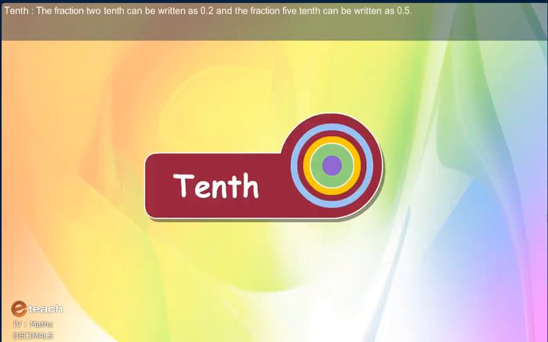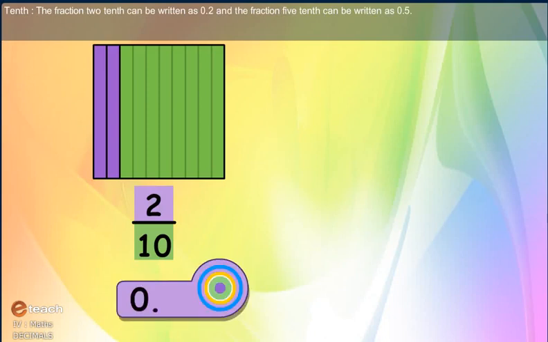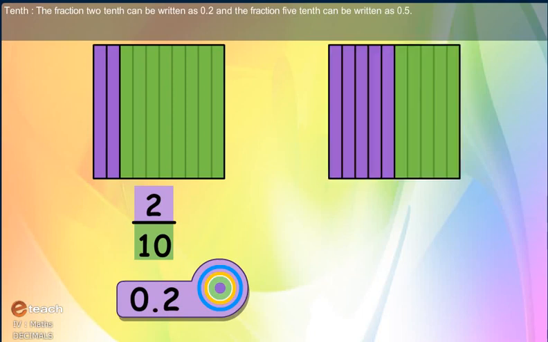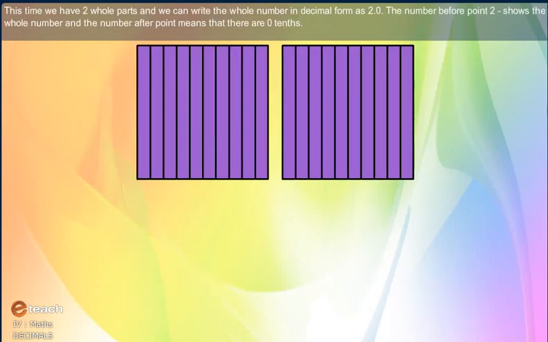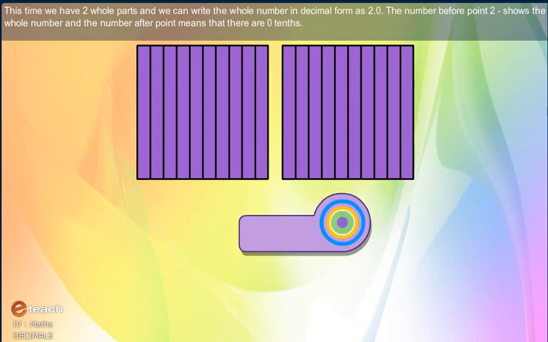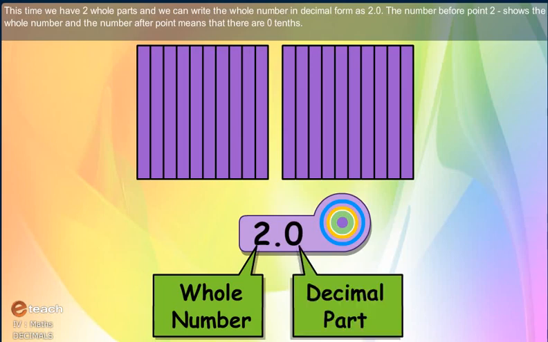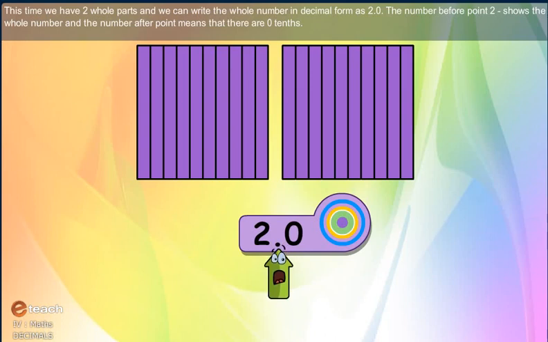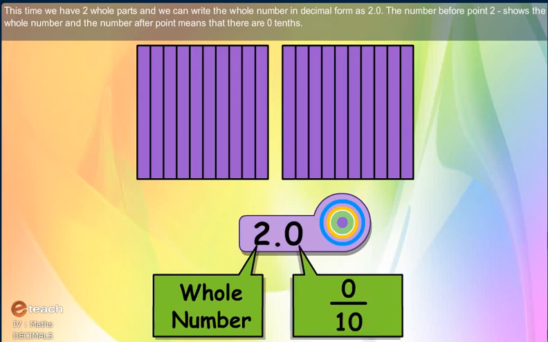Tenth. The fraction 2/10 can be written as 0.2 and the fraction 5/10 can be written as 0.5. To write whole numbers in decimal, as 2 is a whole number, we write 2.0, with 0 as the decimal part. The digit before the point shows the whole number and after the point means there are 0/10.